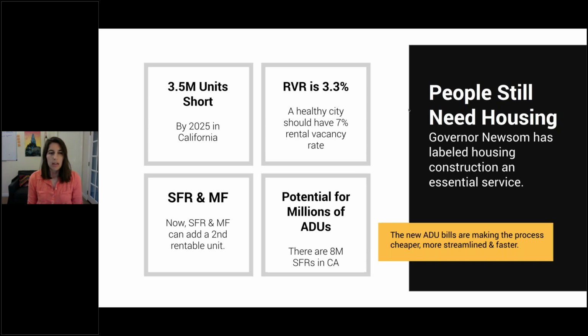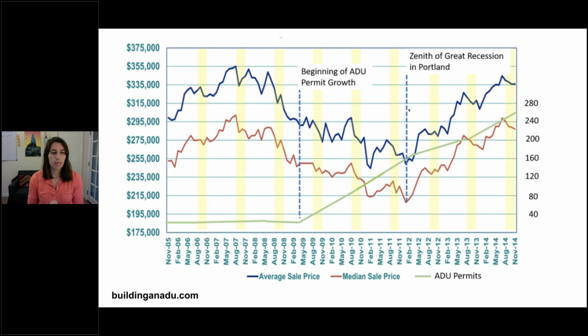I also wanted to share this graph. This is by Cole Peterson at buildinganadu.com. He's located in Portland and does a lot of outreach work for ADUs in Portland. He shared this graph with me, which I wanted to share with you guys. Basically, this shows what happened during the recession in 2009. You can see that house prices started tumbling, and the green line represents ADU permits that were being pulled.